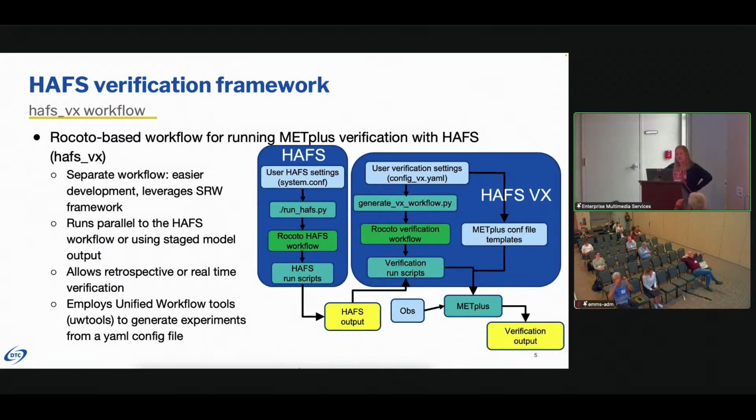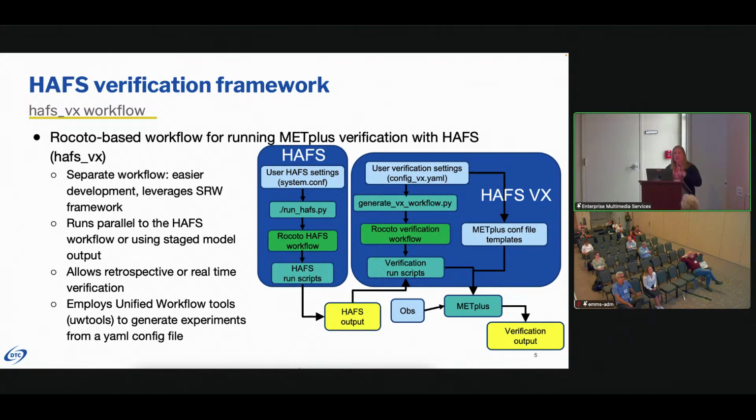So this is the HAVS verification workflow, is what we're calling it, the HAVS VX workflow. And this is a Rocoto-based workflow that is running MET+ verification within HAFS. And so I'm showing here basically two different workflows. So the HAFS on the left-hand side is just a very simplified schematic. It's not the actual HAFS workflow, but that's representing that. And then we have this separate workflow that's running HAVS VX.